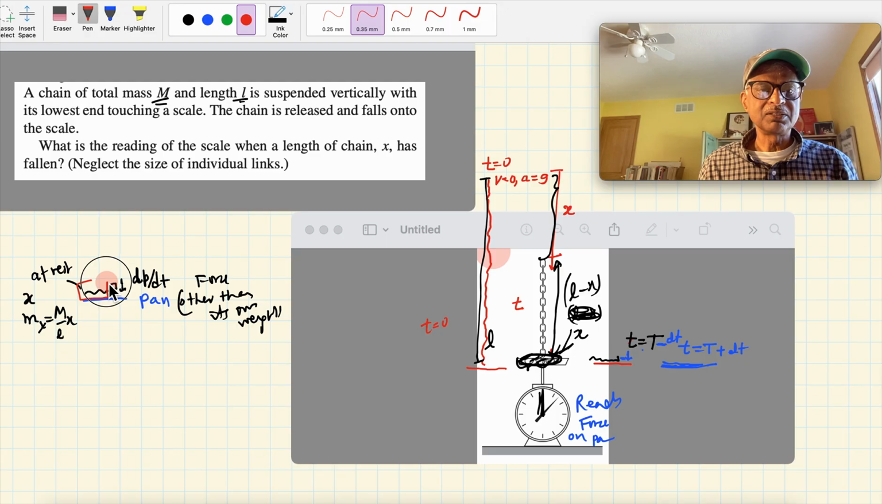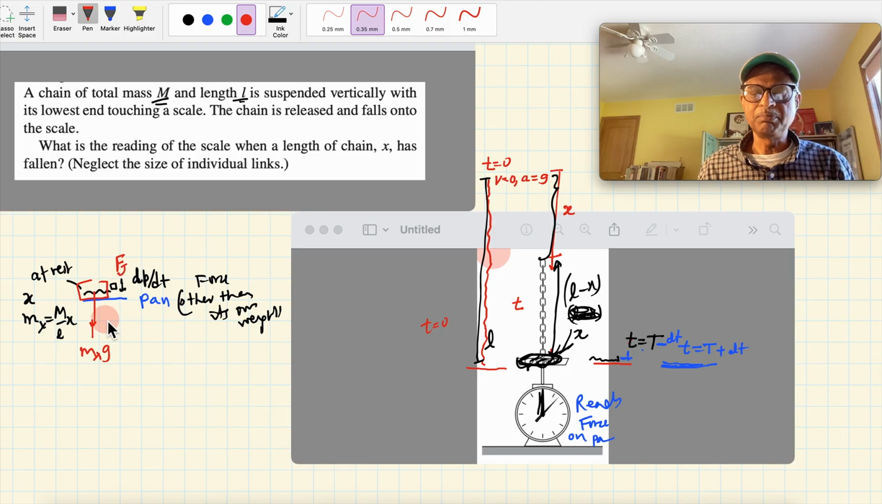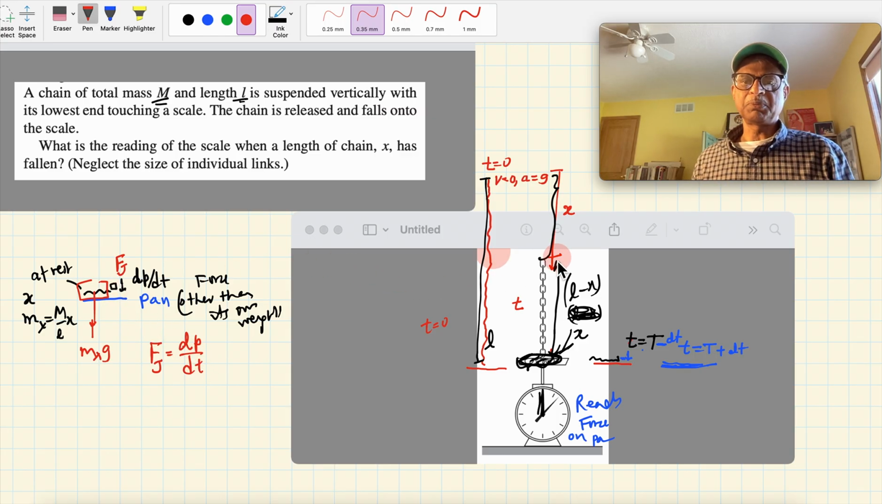This part is going to just do mg on it, so mx g on it, and this would do a force, let's call it impulse force, and F_j is just equal to the rate at which momentum is transferred. Well, what is the rate at which momentum transfers? So let's go back here.